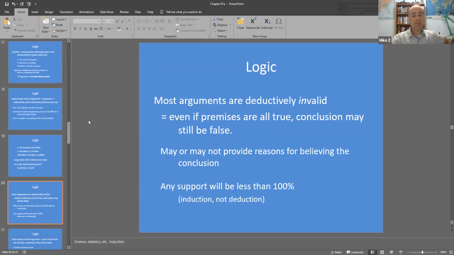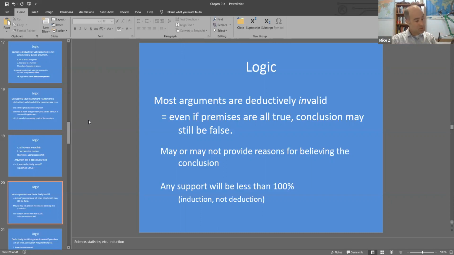Okay. So as it turns out, most arguments that you're likely to come across, especially out in the real world, are deductively invalid. That is, they might provide some support for the conclusion, but it's not going to be a 100% guarantee that the conclusion is true. Even if the premises are all true, they might still fall short of providing a 100% guarantee that the conclusion is true. And if that's the case, then what you're dealing with is a deductively invalid argument.